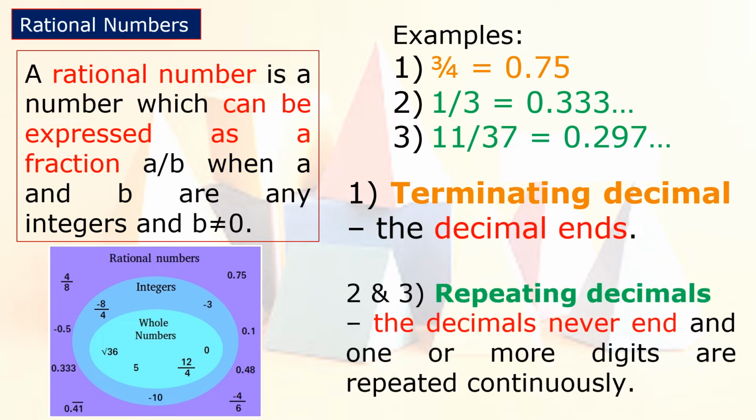And we have repeating decimals, which are 1 over 3 and 11 over 37. As you can see here, 1/3 is equal to 0.333..., so the digit 3 is repeating continuously. As well as in 11 over 37, 0.297..., these digits are repeating continuously. Therefore, they are repeating decimals. It means that the decimals never end and one or more digits are repeated continuously.